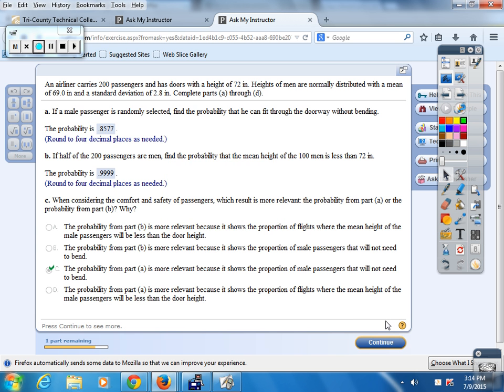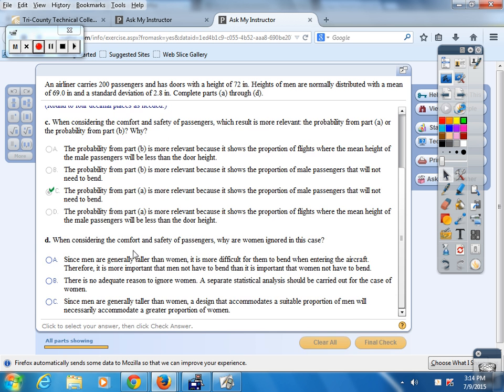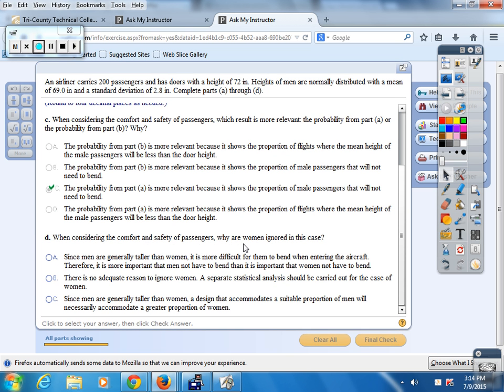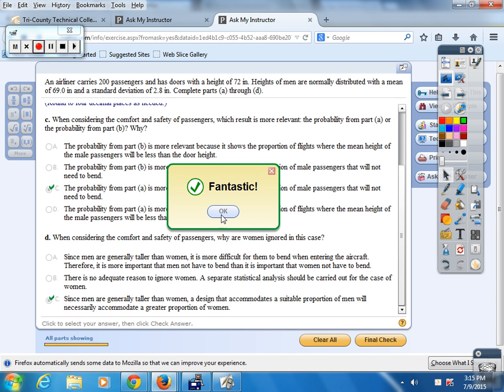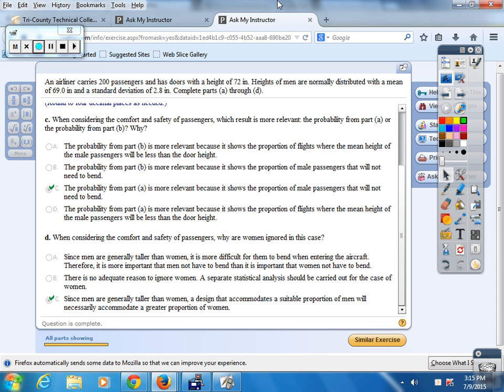All right, that's it. Y'all got it? Don't worry about these. What the heck? When considering the comfort and safety of passengers, why aren't women ignored in this case? Because the airline does not care about women. Because women do not get up to 69 inches, I assume. How about this one? Wait a minute. I would say C. Yes, ma'am. Anybody else got any? I think we went over enough today.